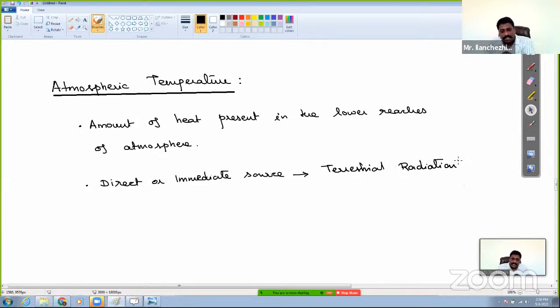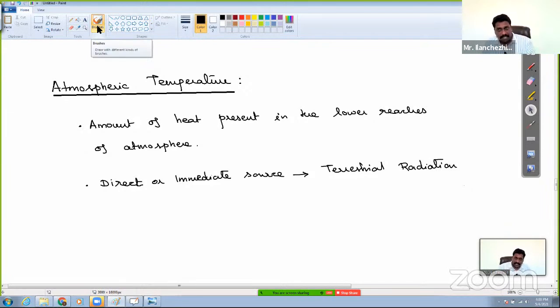In yesterday's class we have seen, right? Insolation will heat up the surface of the earth, and in turn, the heat that is liberated from the surface of the earth is the one which will be heating up the atmosphere. So the direct or immediate source of atmospheric temperature is terrestrial radiation, right, my friends. So we have seen what atmospheric temperature is.